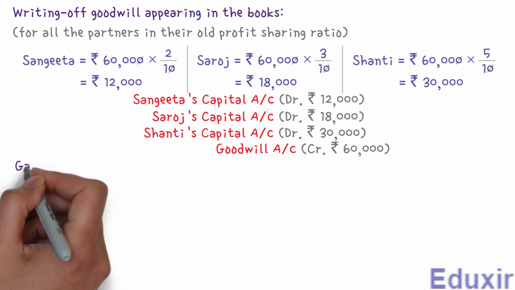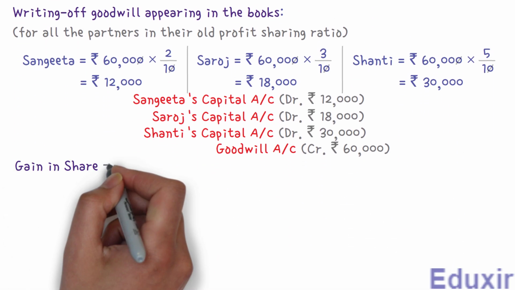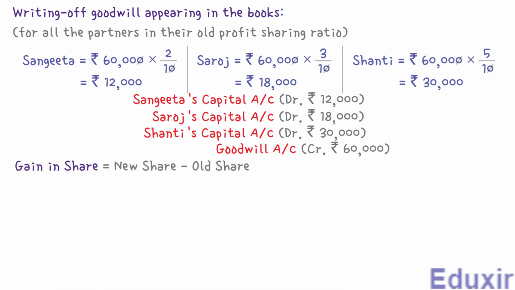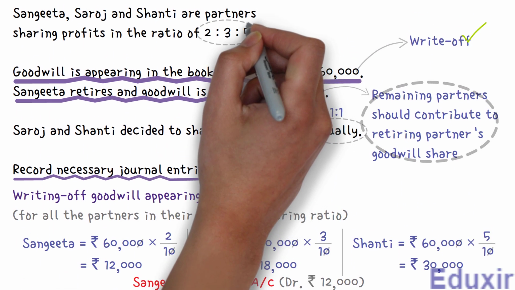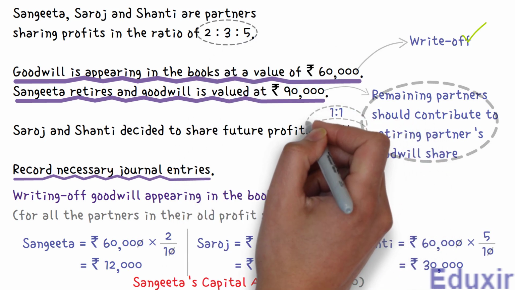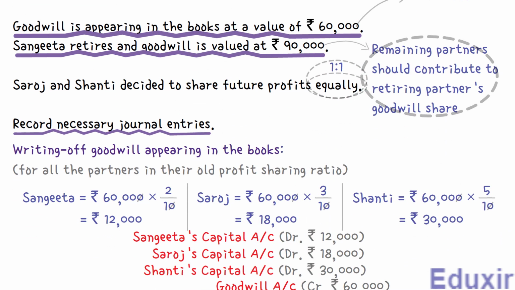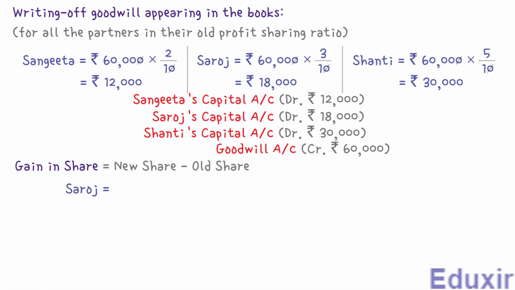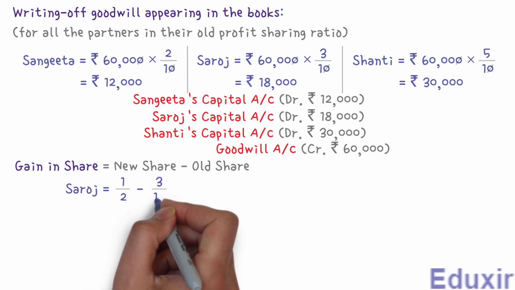So, let's find the gain in share, which can be calculated by finding the difference between the new share value and the old share value. From this, we can find the gaining ratio. Also, just to remind you, the old profit sharing ratio was 2:3:5 and the new profit sharing ratio is 1:1. Now, for the remaining partner Saroj, the gain in share is equal to his new share proportion of 1/2 minus his old share proportion 3/10.